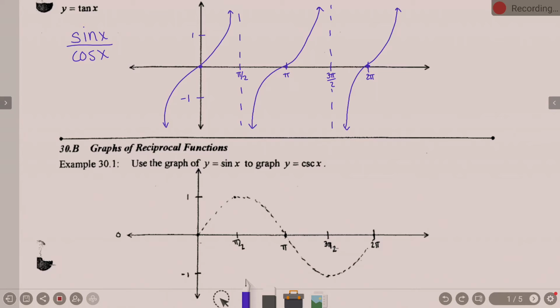So, okay. So, graphs of reciprocal functions. When we talk about sine, what do you know about sine? Sine pairs up with cosecant, right? We usually talk about those being inverse graphs, okay, inverse functions. So in order to graph cosecant, it says to use sine.